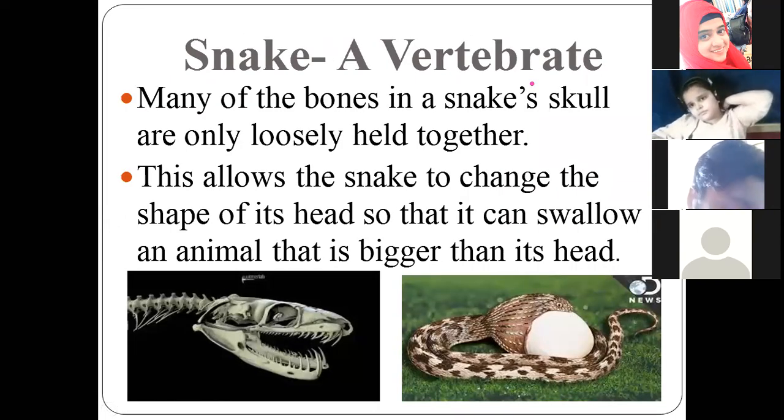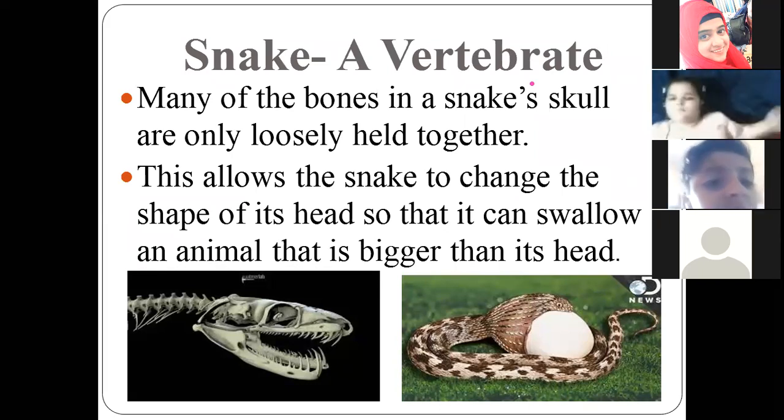Many of the bones in a snake's skull are only loosely held together. It means that there are a lot of bones already present in the skull of the snake, but all are loosely held. They are not very tightly held, they are very loose. Their joints are joined by soft tissues.